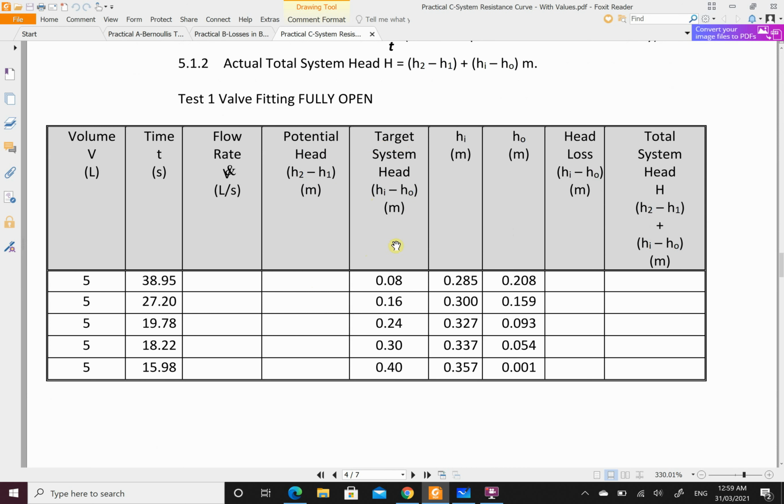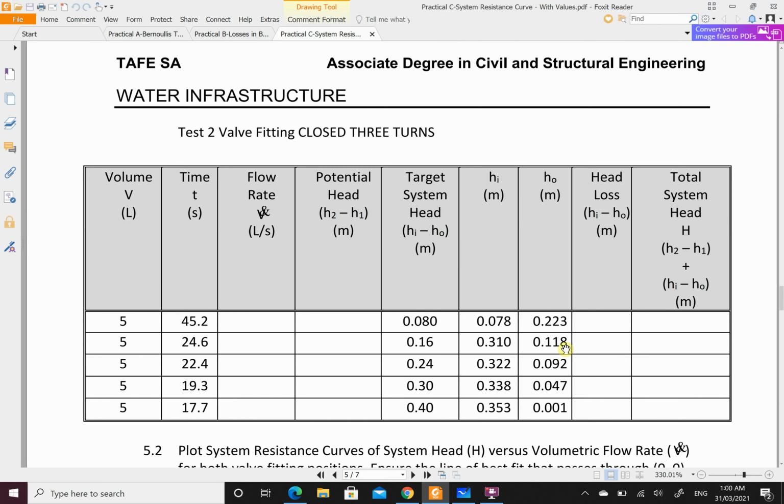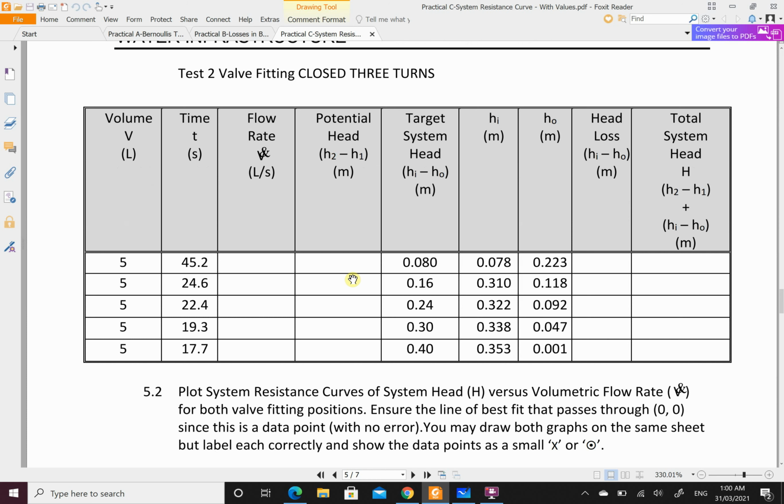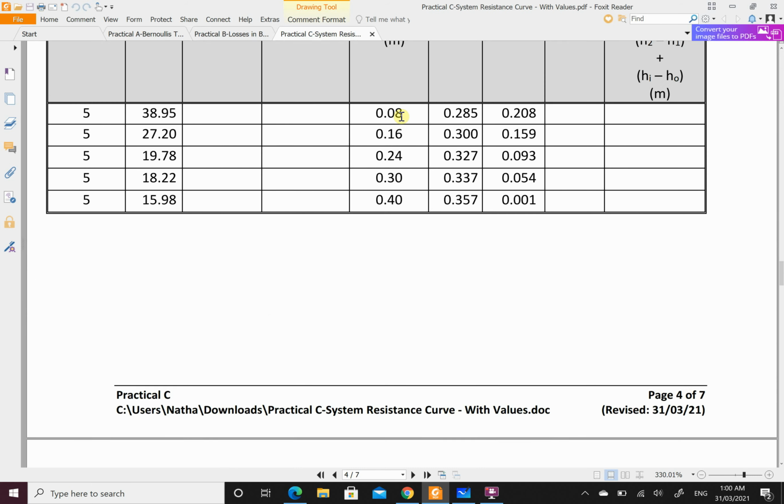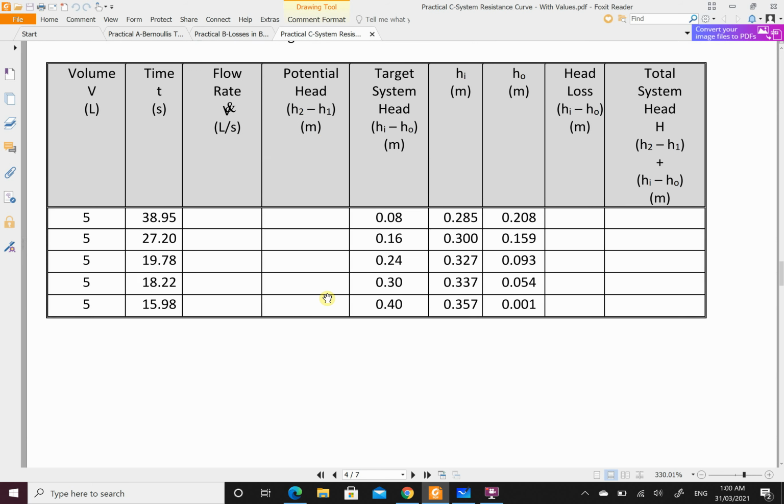Now the target system head given to you, HI, H0, subtract them, so this subtract this comes here, and then my total system head is this plus this. In our case, this will be 0, so it would just be this one in here. Repeat it again, doing the same thing with this section here. This one's got fittings with 3 closed turns, and this one's fully open.